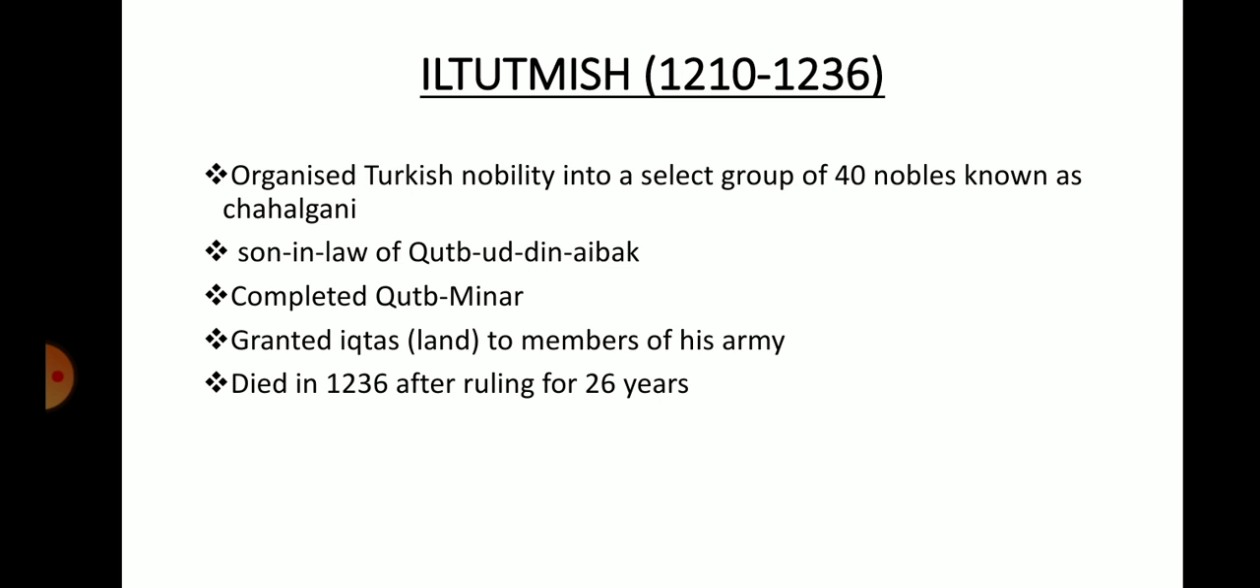Armies would be given land, and they would give the land to the farmers. Using the income from the farmland, they paid the salary to the troops and for the horses and other things related to the military. Finally, Iltutmish died in 1236 after ruling the kingdom for 26 years.